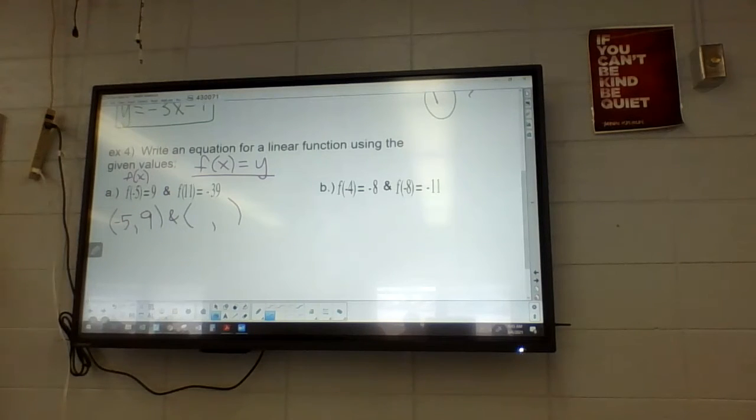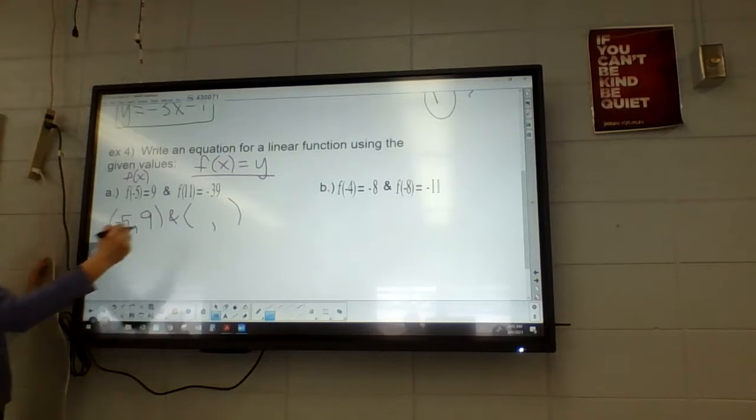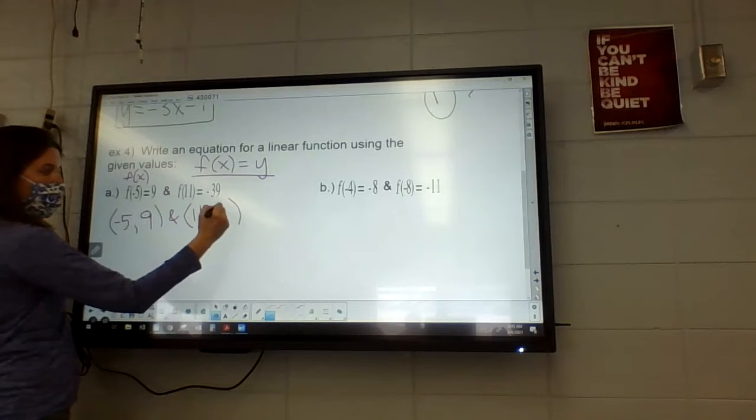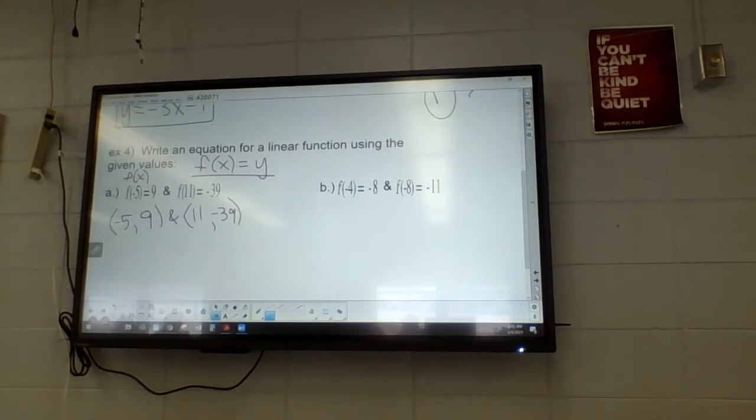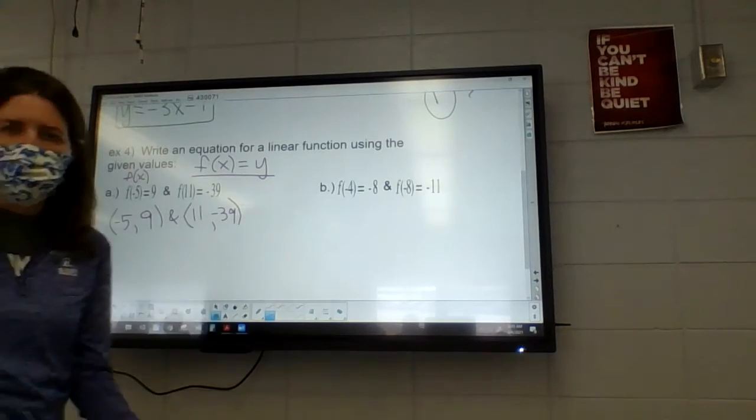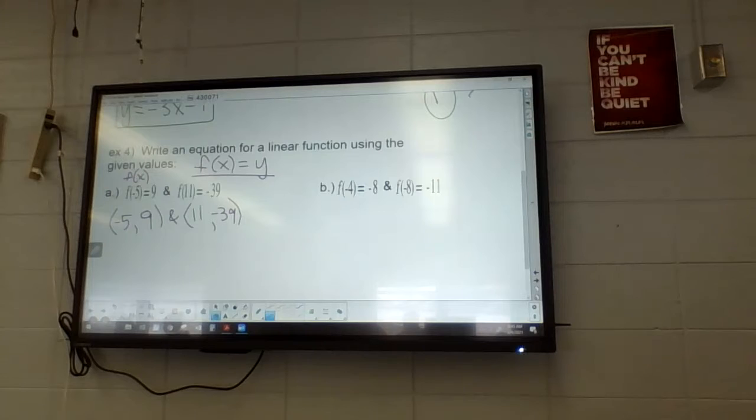The next one, f of 11 equals negative 39. So that's just the coordinate point, 11, negative 39. So it's just another way to show coordinate points. Again, why they have a different notation, I don't know. I wasn't there when they came up with it. I'm just the bearer of bad news that that's what the rule is.